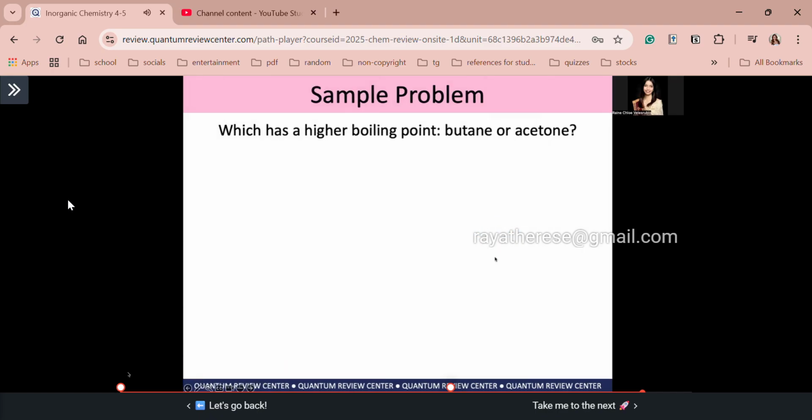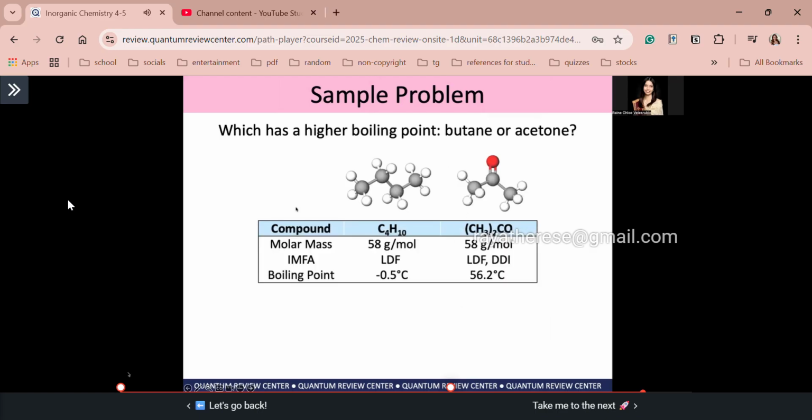Next, which has a higher boiling point, butane or acetone? Let's answer this together. Butane, guys, is a non-polar molecule, right? But acetone is a polar molecule because it has a carbonyl group. Now let's compare their molar mass first. 58 grams per mole. They have the same molar mass, so there is a small difference in molar mass. Thus, the dipole-dipole forces dominate.